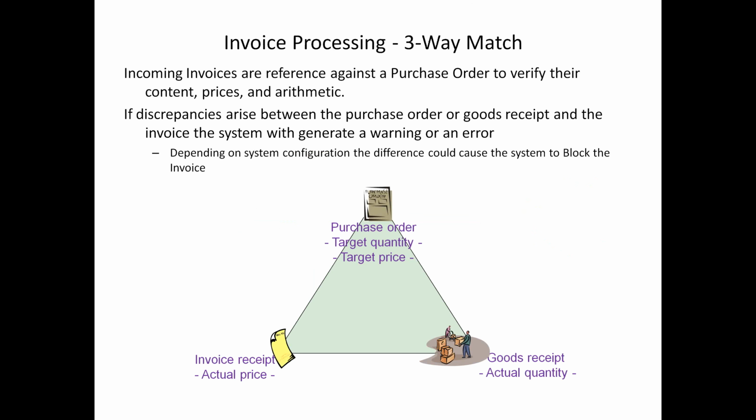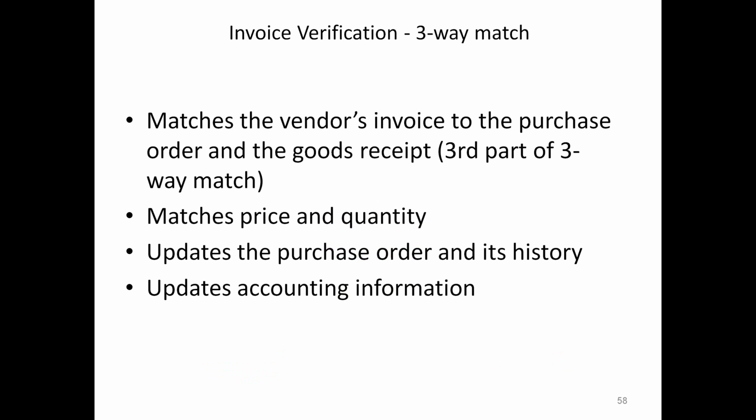This three-way match, like I was talking about, is done for the quantity. It is also done for the price. If there is a price difference between the purchase order price and what the invoice is sent for, the invoice gets blocked. If the purchase order quantity and the goods received quantity do not match, the invoice will be blocked. So this is what the three-way match is, matching price and the purchase order.